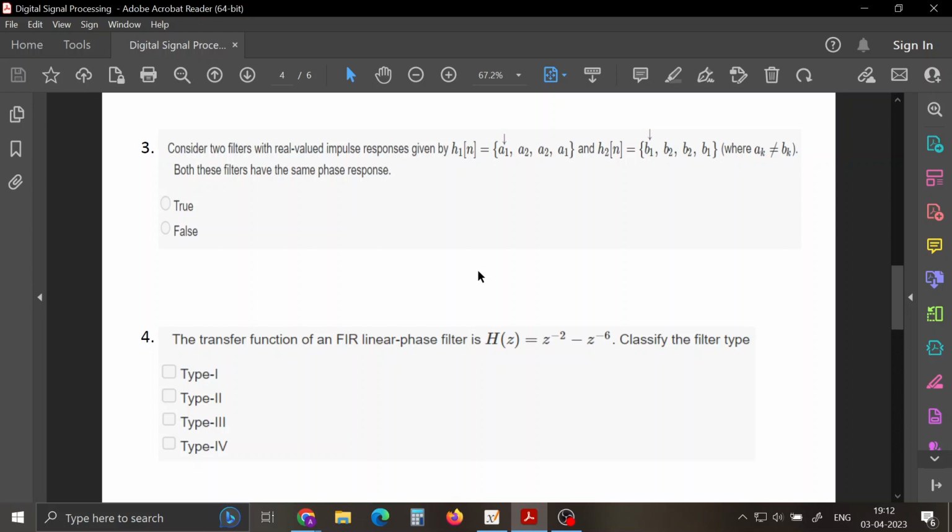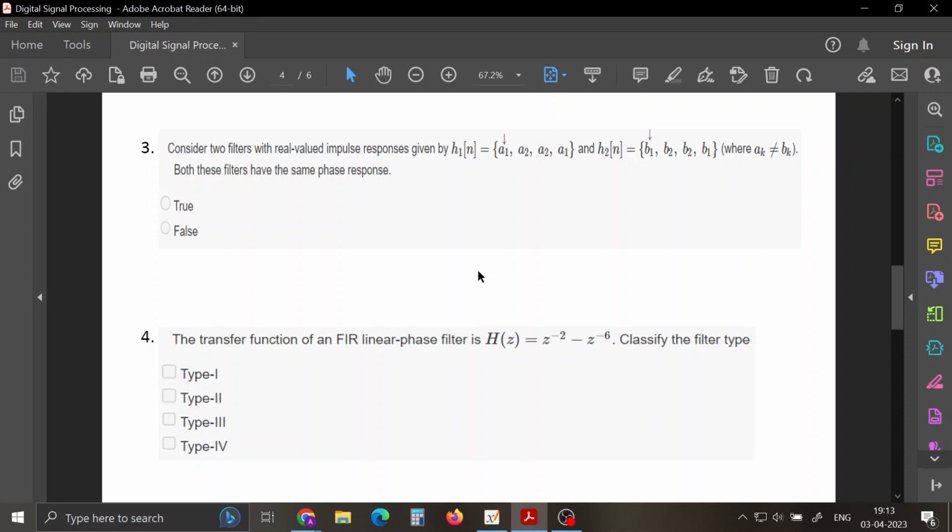So if you were to actually solve it numerically, if the concept is not known to you, what you could have done is solve it numerically by first taking the DTFT and then finding its phase, and then you would have checked whether the phases of these two filters are the same or not, and only then could you have concluded that they have the same phase response or they don't have the same phase response.